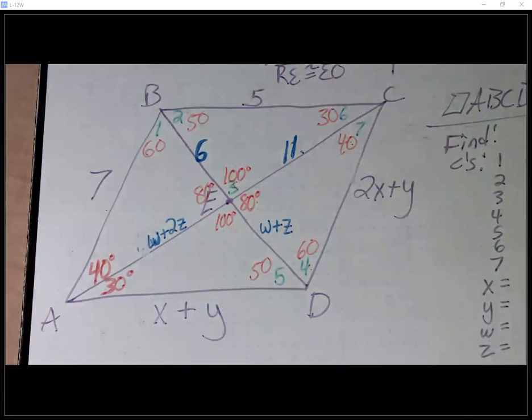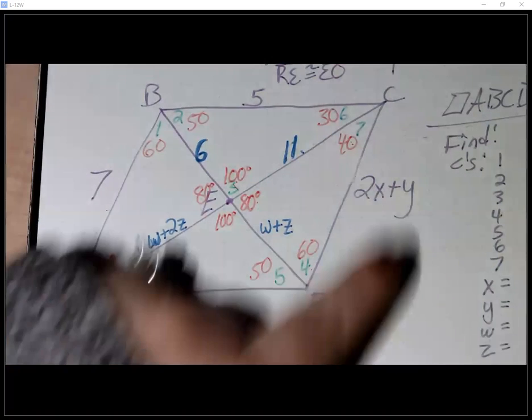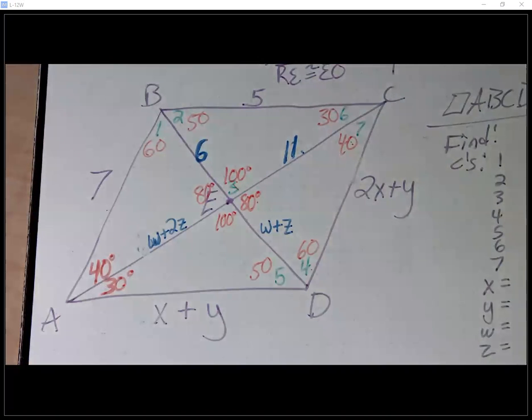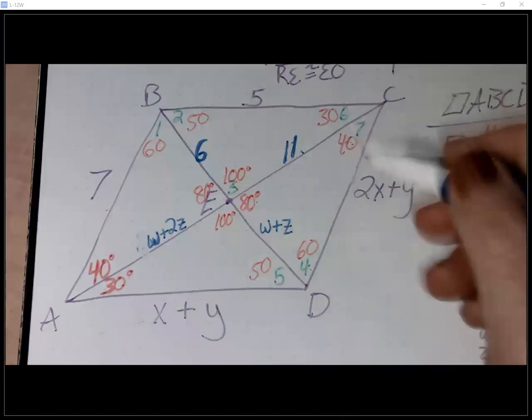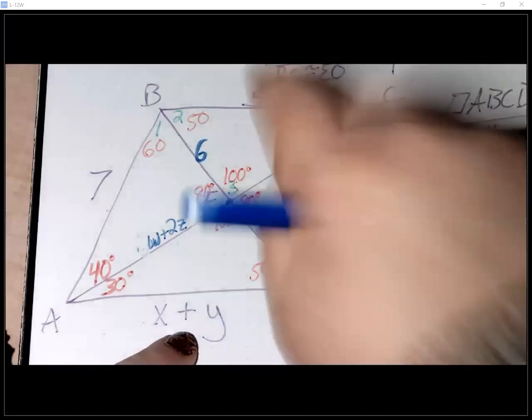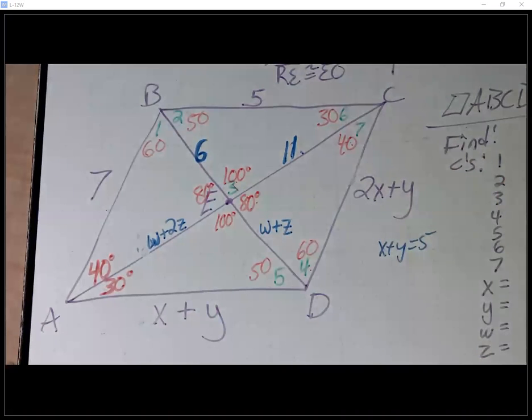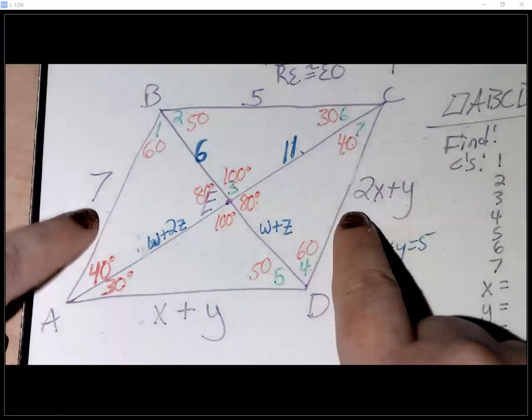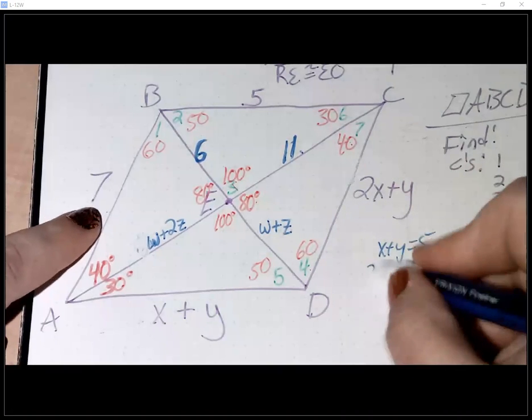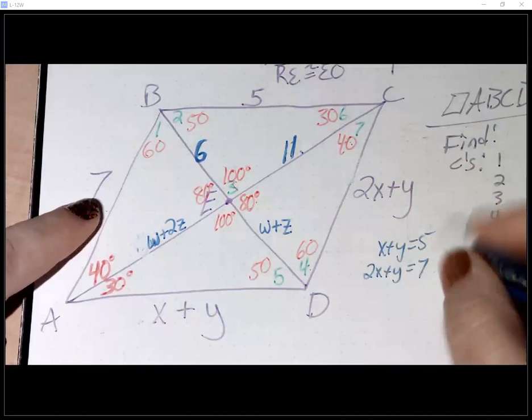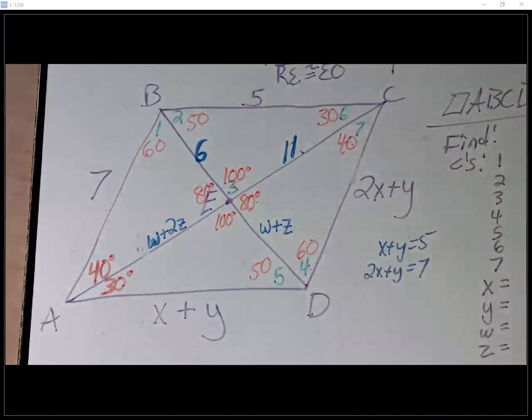Now for X and Y. You'll notice I see them as lengths of the outer edge here. If it's a parallelogram, I do know one thing to be true: opposite sides are equal to each other. Therefore X plus Y has got to equal 5. Unfortunately, I can't solve that because I have two variables. But lo and behold, 2X plus Y has to equal 7. Now you have the system of equations. You should be able to solve it.